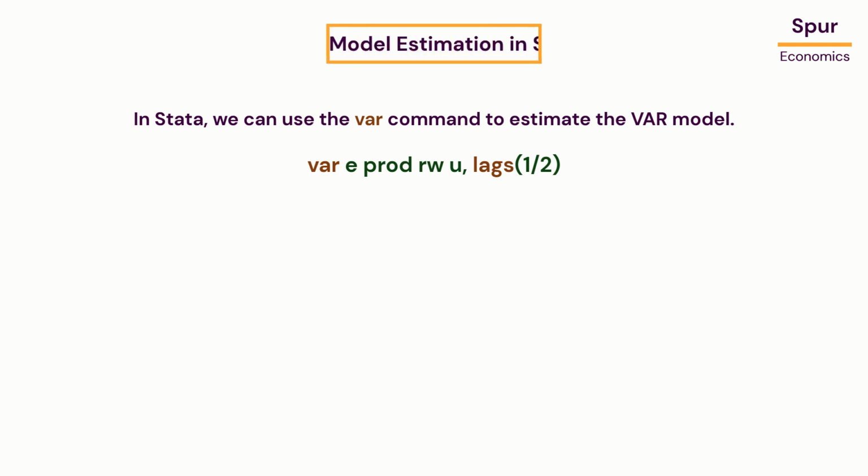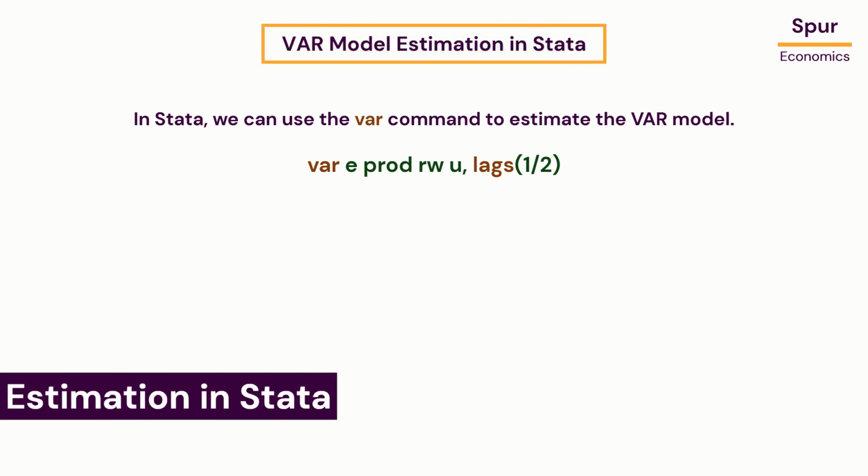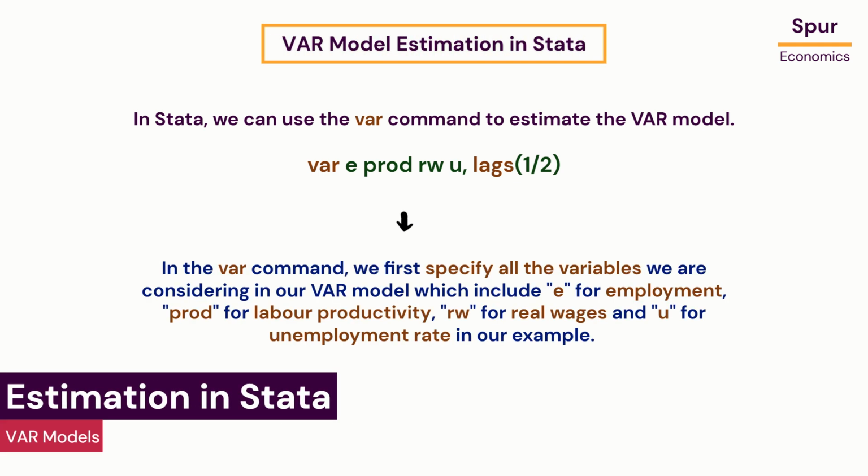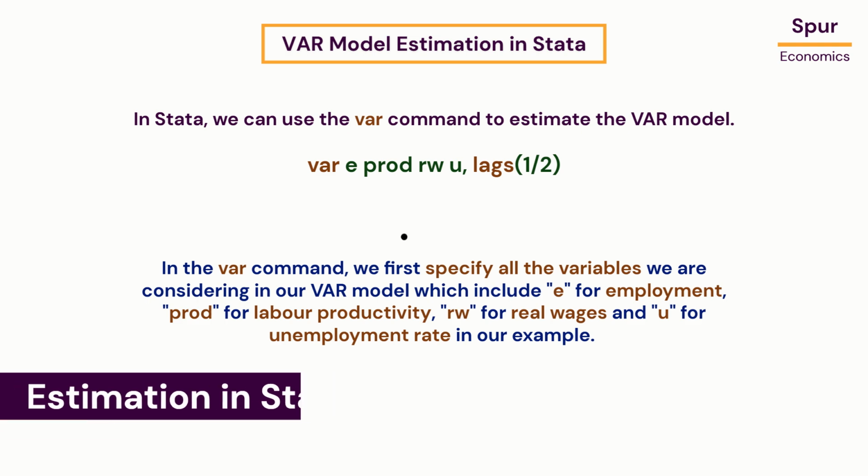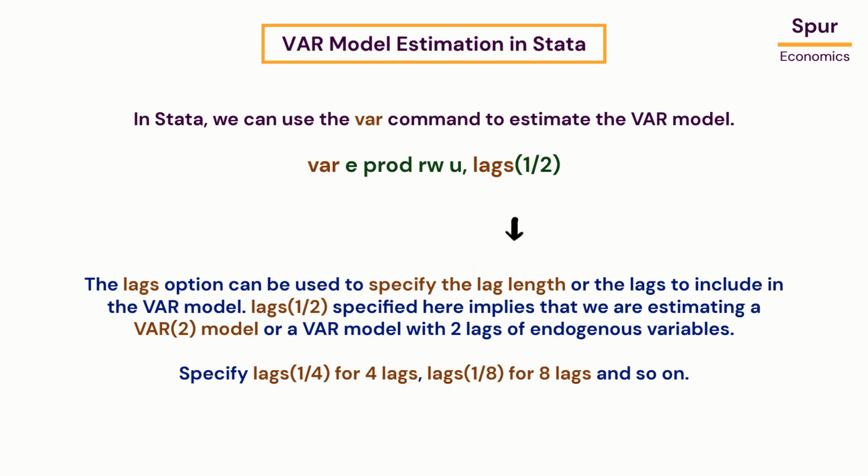In Stata, we can use the var command to estimate the VAR model. In the var command, we first specify all the variables we are considering in our VAR model, which include e, prod, rw, and U in our example. The lags option can be used to specify the lag length or the lags to include in the VAR model. Lags 1/2 specified here implies that we are estimating a VAR(2) model, or a VAR model with 2 lags of endogenous variables.